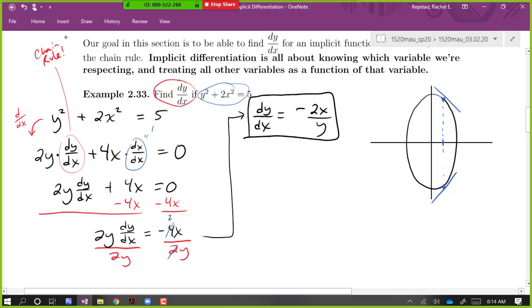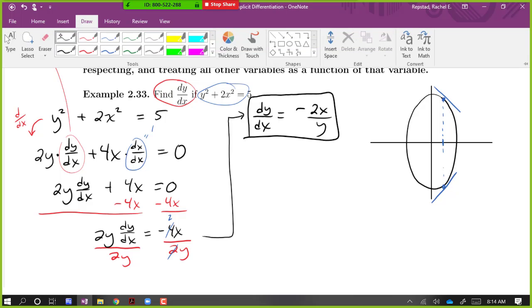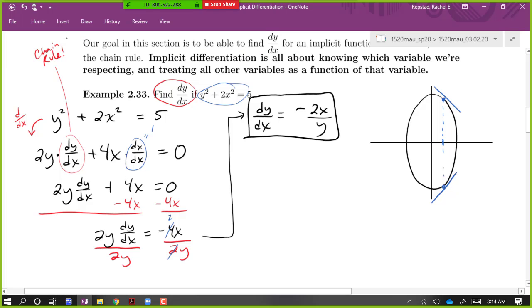Okay, so that was a simple-ish example to get us started. We're going to do a couple more examples that are a little more involved. We are going to have to be on the lookout for times when we have parentheses to a power or when the product rule might be needed. Before we go on to the next one, though, are there questions on this one?